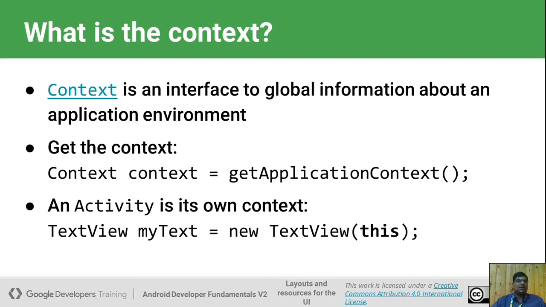Now context. What is context? Context is an interface to global information about an application environment. Like when we are working on an activity, that context holds all the properties of that activity. If you pass that context to any function, then automatically that activity is attached to that function.